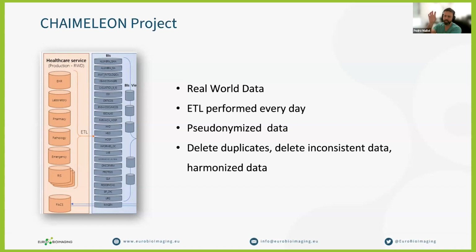So the first step is to take this data and perform the pseudonymization process. And we start to check the data. We delete duplicates, we search for inconsistent data, and if necessary, we also delete the inconsistent data, and we start to harmonize the data a little bit. And this is the first step. That means that we take all the data and we store it in this research and clinical data warehouse. This is now part of the research group of the hospital.